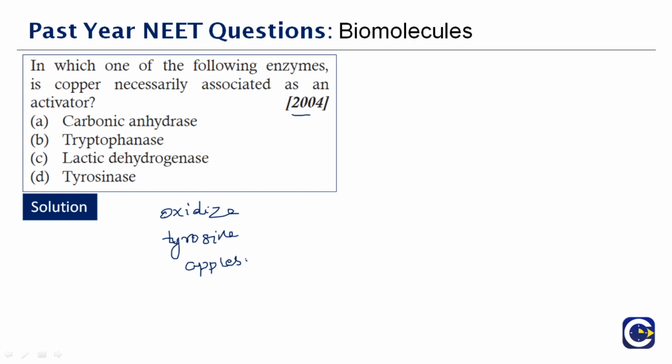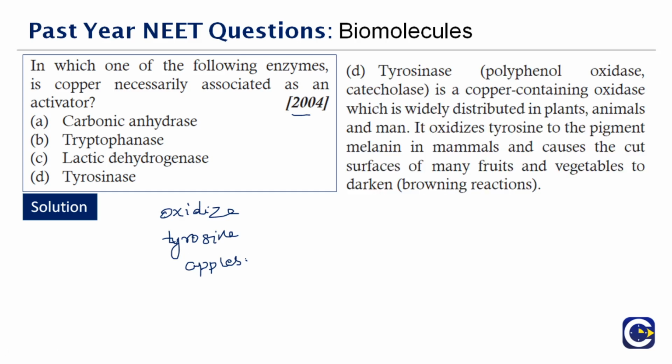So in which of the following enzymes is copper necessarily associated as an activator? It is tyrosinase, option D. Many fruits and vegetables get darkened once they are exposed to the atmosphere. That is because of this particular action.